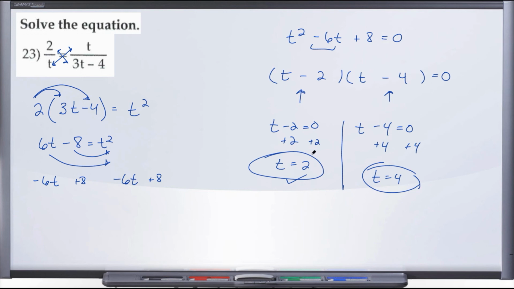And then let's try 4. If we plug in 4 for t, let me get rid of these arrows to make it a little easier to see. If we plug in 4, we just have a 4 in the denominator, so that works here. And in the second denominator, 3 times 4 is 12, minus 4 is 8. Again, that works. And so our solution, t equals 2 and 4, will be it. Both solutions are valid, and so we will make sure to include both of them in our answer.